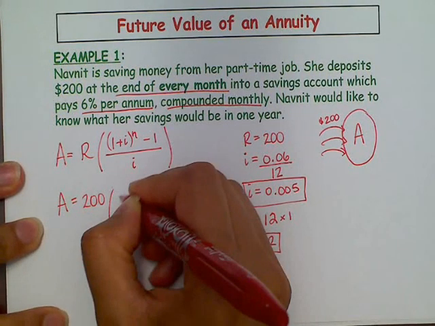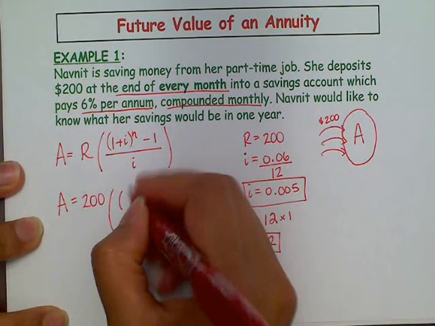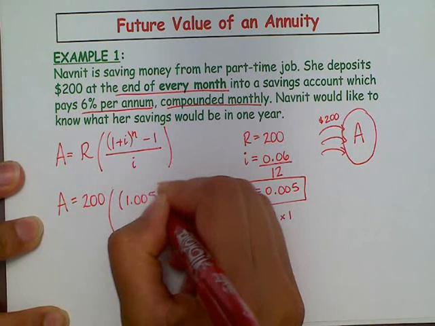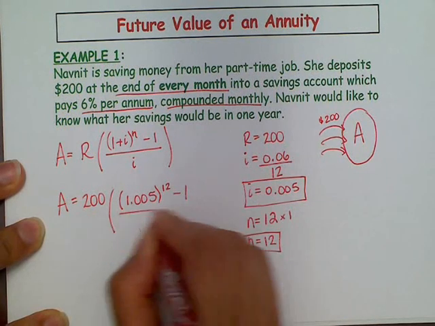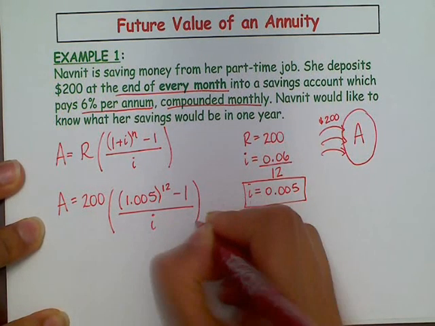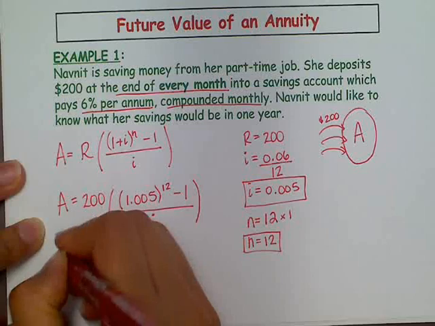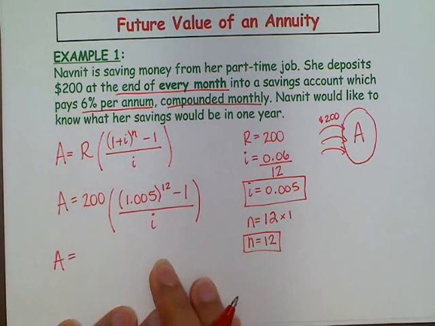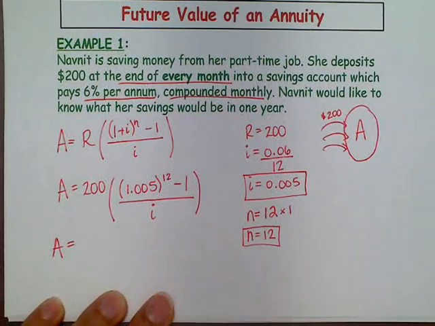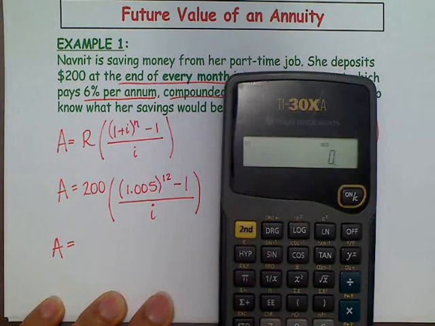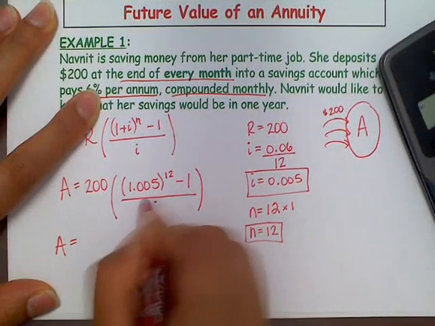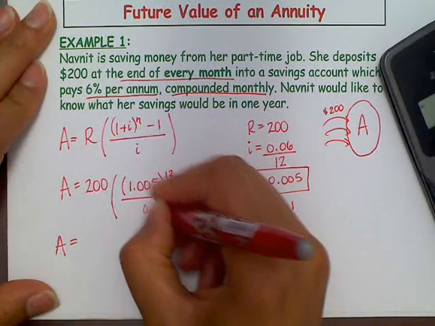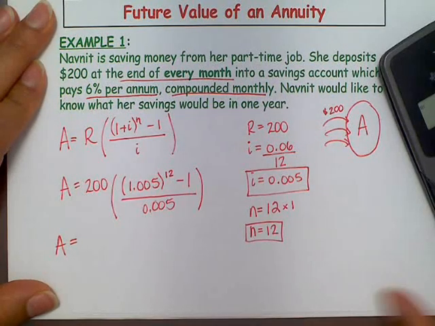So let's plug in our numbers, and then we're just going to evaluate from there. So 1 plus I would be 1.005, and our exponent is going to be 12, minus 1, all over I. Okay, and because I have all the values here, what I'm going to do is actually do the entire calculation in one step, just because my answer would be more accurate. And I just noticed that I didn't fill in the denominator here. So this should be 0.005.